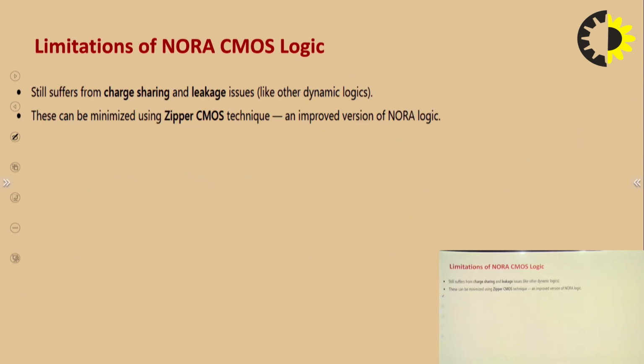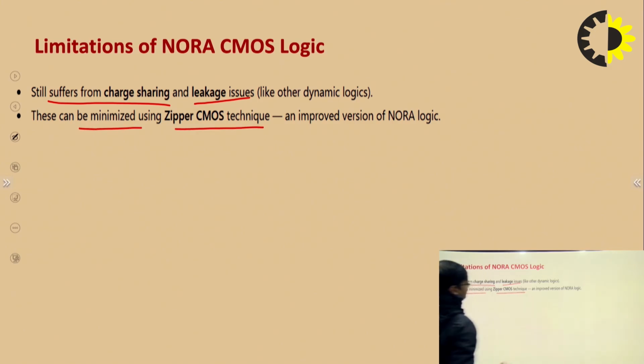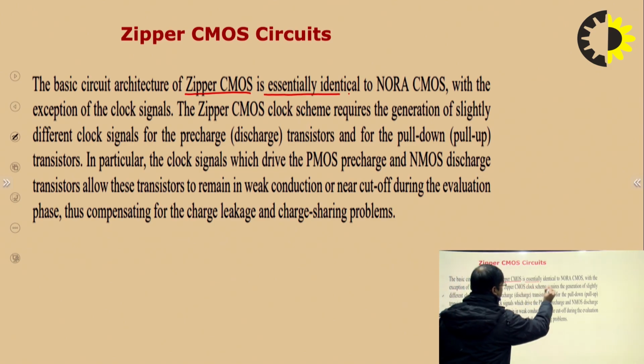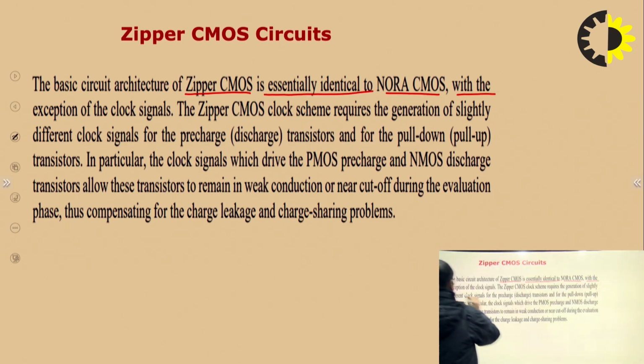Limitations: it still suffers from charge sharing and leakage issues, and these can be minimized using the zipper CMOS technique, which is another improved version of even NORA logic. Now the zipper CMOS logic is an advanced version of NORA CMOS. Zipper CMOS is essentially identical to NORA CMOS with the exception of the clock signals.